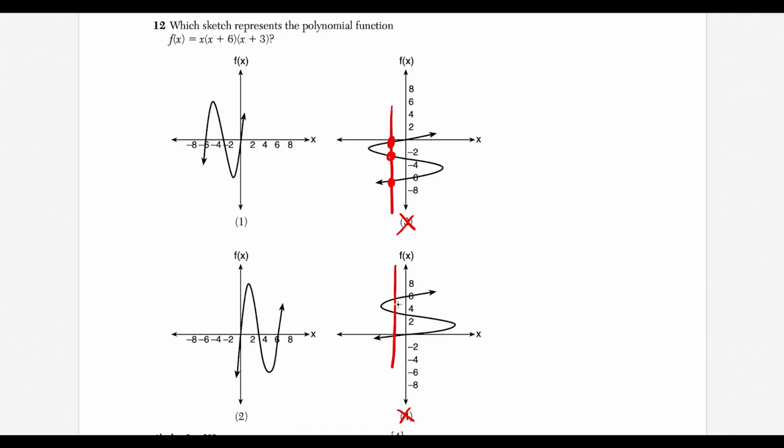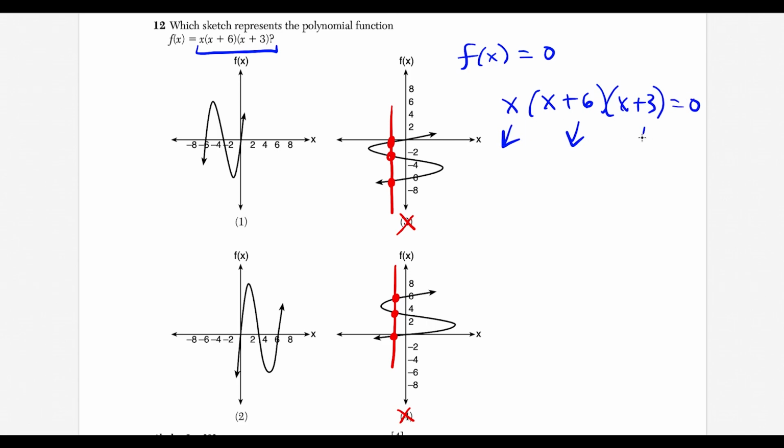And the same thing happens if we draw a vertical line over here. So these two fail the vertical line test. So now it's between choices 1 and 2. But what I do to make this go really quickly is I look for when is f of x equal to 0, and notice it's already in factored form. So when is x times x plus 6 times x plus 3 equal to 0?